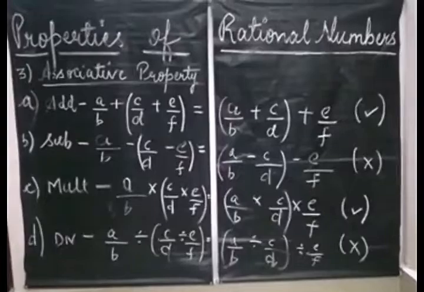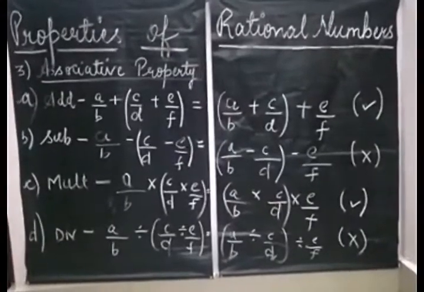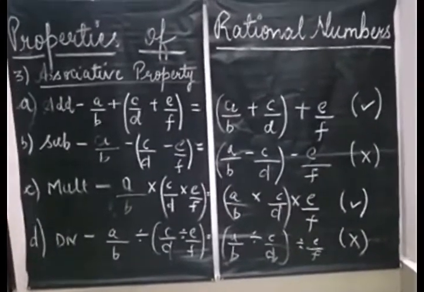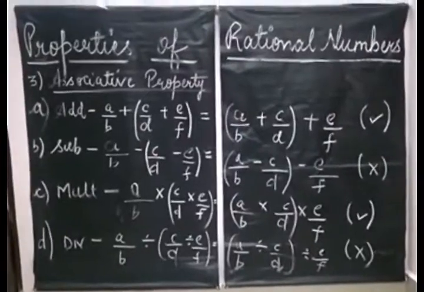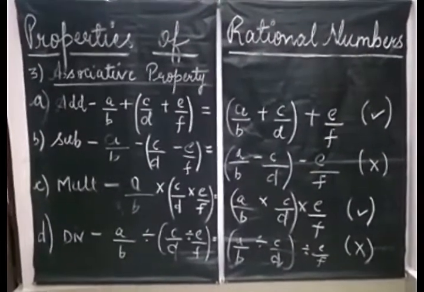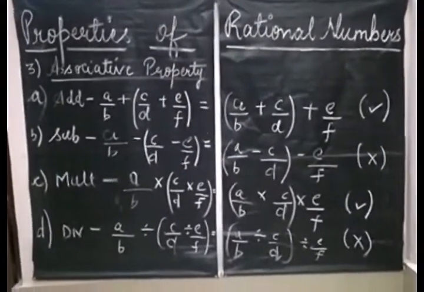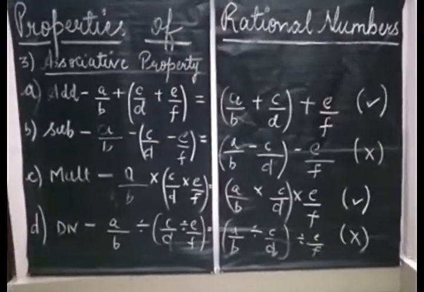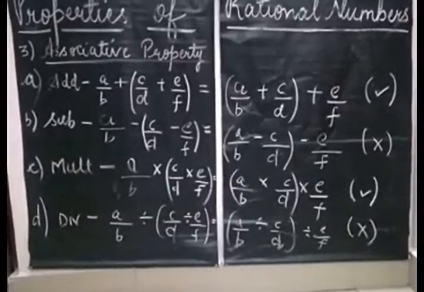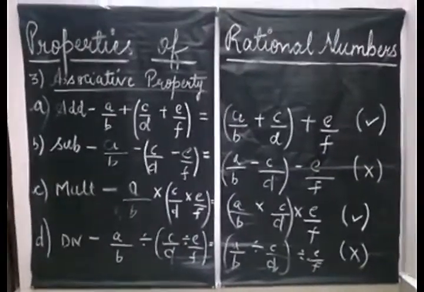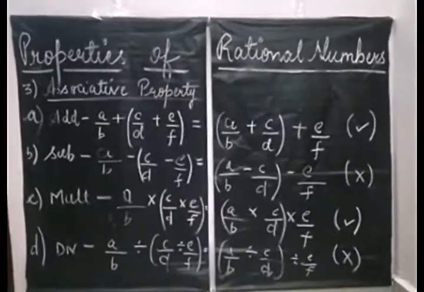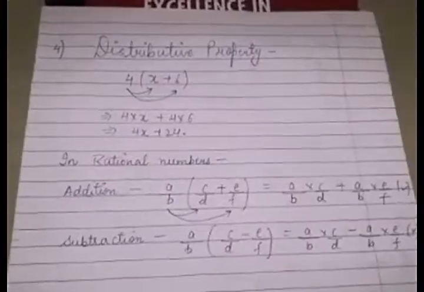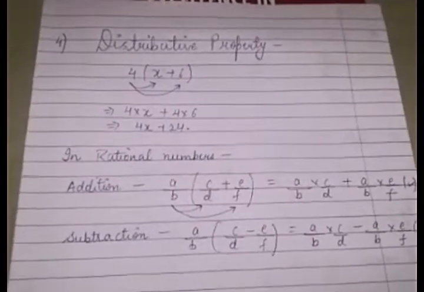Then you can apply the same in the case of multiplication. Only the sign will change and you will observe that the associative property is applicable in the case of multiplication. Similarly, in the case of division, you will observe that the associative property doesn't work. I hope you got the picture. Thank you.